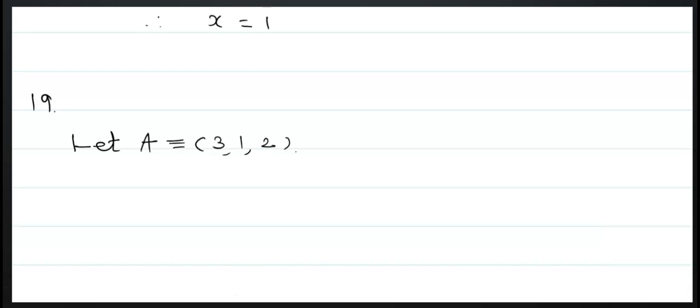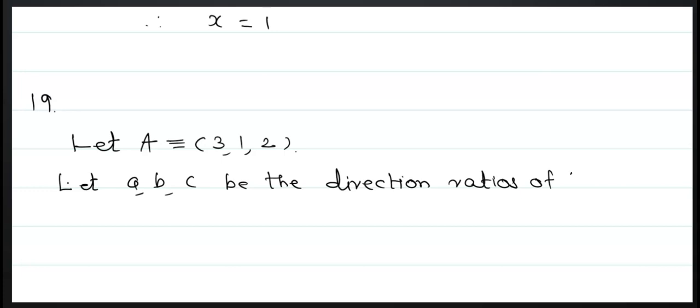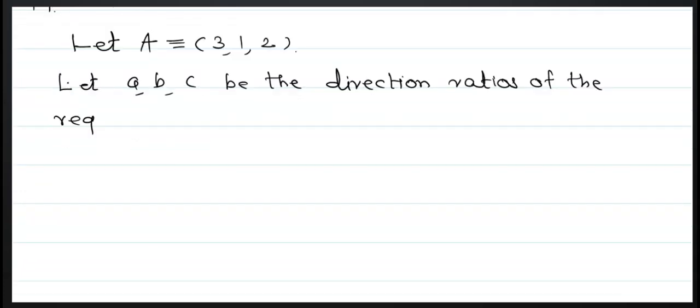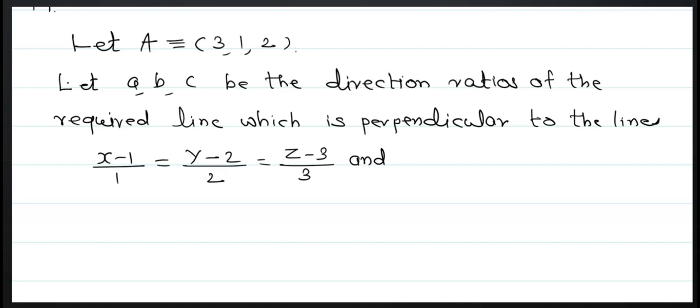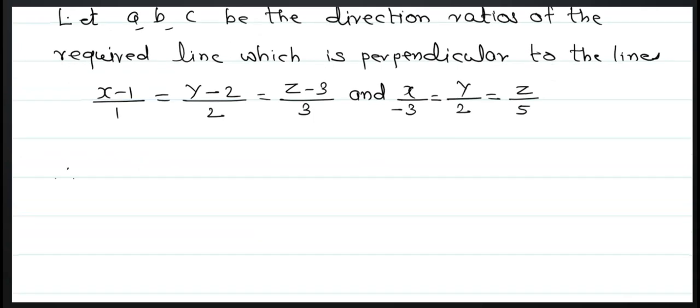A is (3, 1, 2). Let a, b, c be the direction ratios of the required line, which is perpendicular to the lines (x minus 1)/1 = (y minus 2)/2 = (z minus 3)/3 and x/(minus 3) = y/2 = z/5.